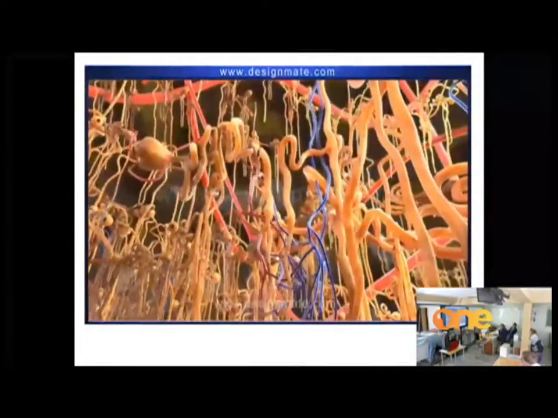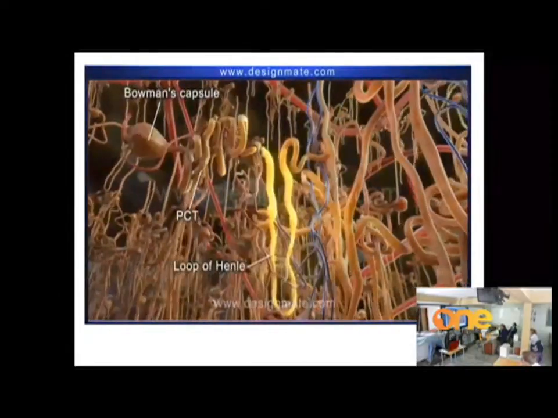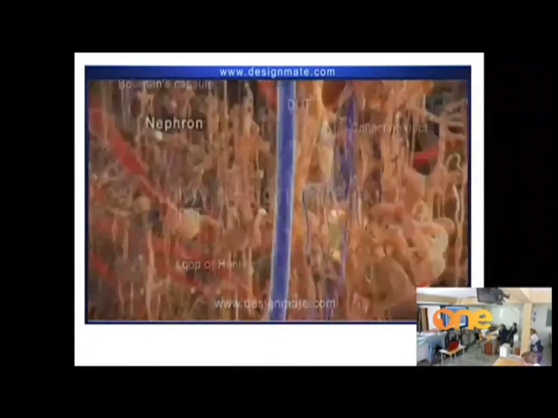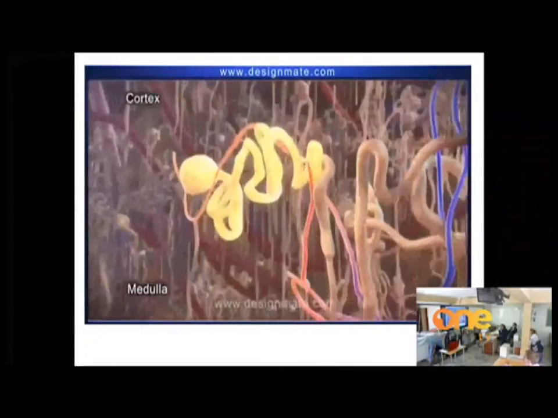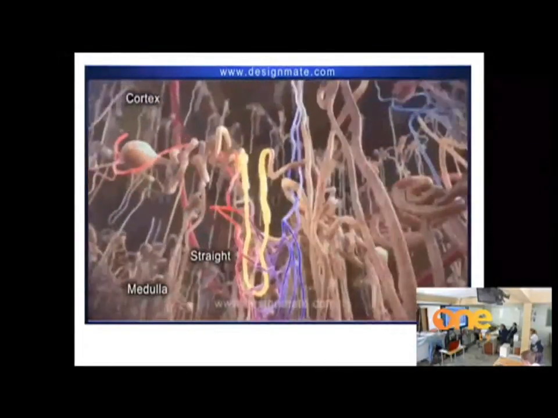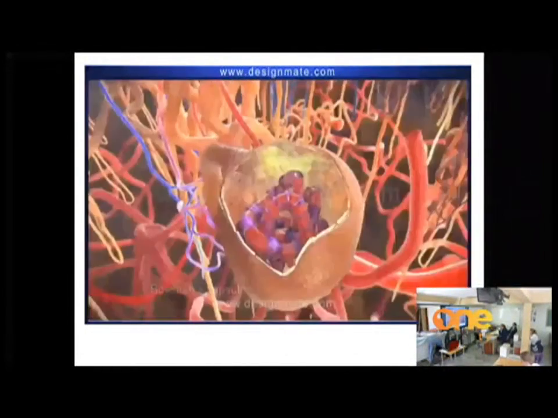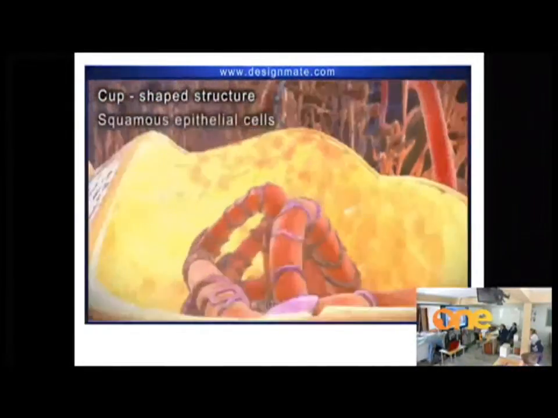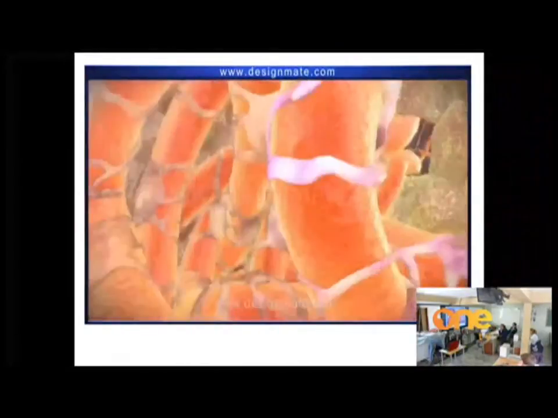Each nephron has a Bowman's capsule, a proximal convoluted tubule, a loop of Henle, a distal convoluted tubule that leads to a collecting duct. Nephrons are convoluted in the cortex region and straighten out as loops in the medulla region. Each nephron has a Bowman's capsule, which is a cup-shaped structure that has an outer layer made of squamous epithelial cells. In the cavity of the Bowman's capsule, there is a bundle of capillaries known as the glomerulus.